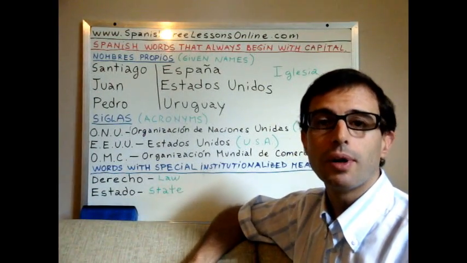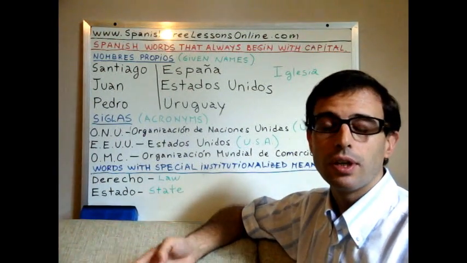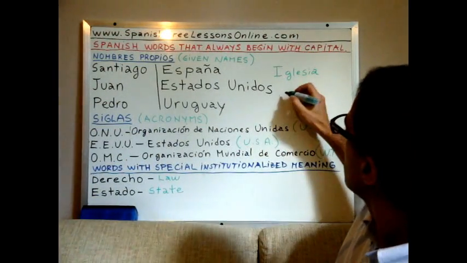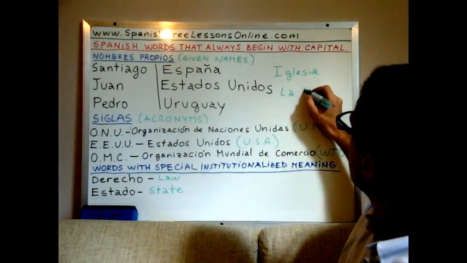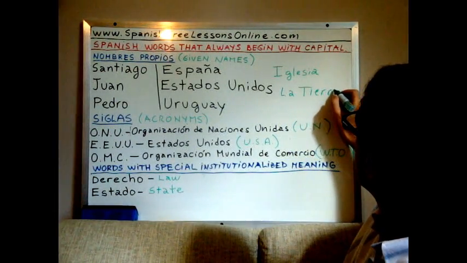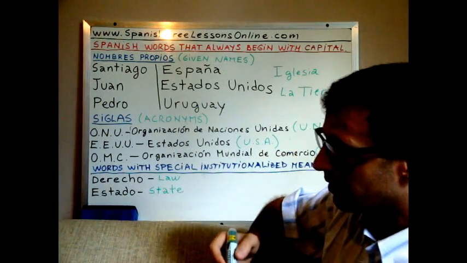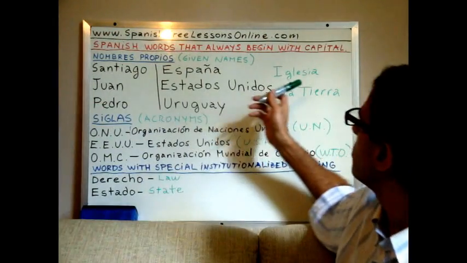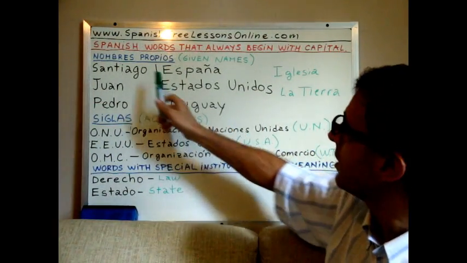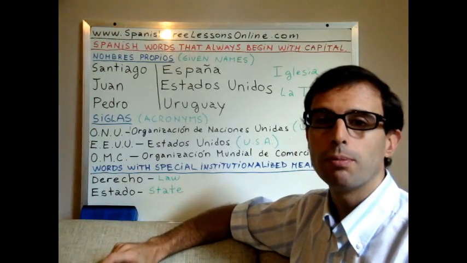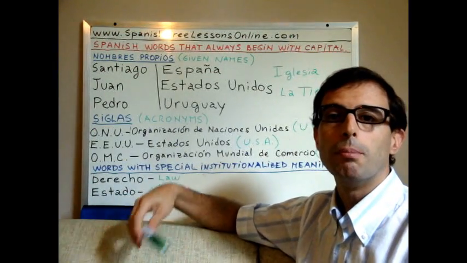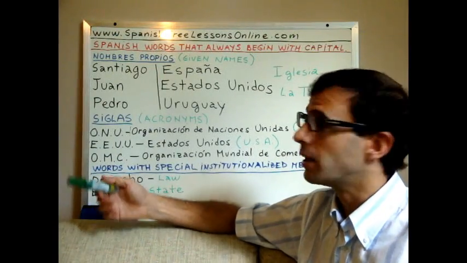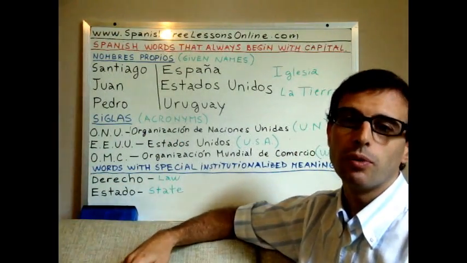Also, the Earth, the planet Earth, the Moon, those are given names. So if we talk about the Earth in Spanish, that is la Tierra. Tierra for Earth. Since Tierra is the given name of our planet, it also begins with a capital T always. It's a given name, nombre propio. Same as Jupiter, Mars. So the names of the planets also are capital given names, so they also begin with a capital letter.